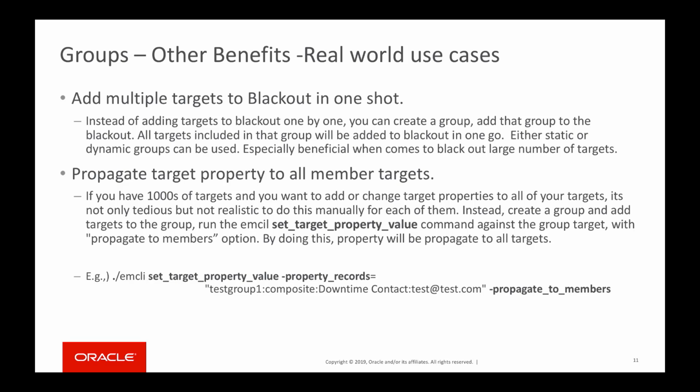So here you can run an emcli command that's shown in this example. The point is to use the optional parameter propagate to members, and this will change target properties to all the targets in that group in one shot. An example command showing here in this slide is when a customer needed to add downtime conduct target property to thousands of their database targets so that they can use always on monitoring feature to monitor them during their planned downtime. There are several ways to do so, but what worked the best for them was to run this command.